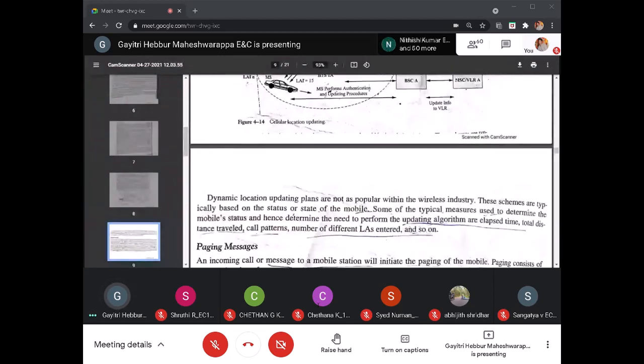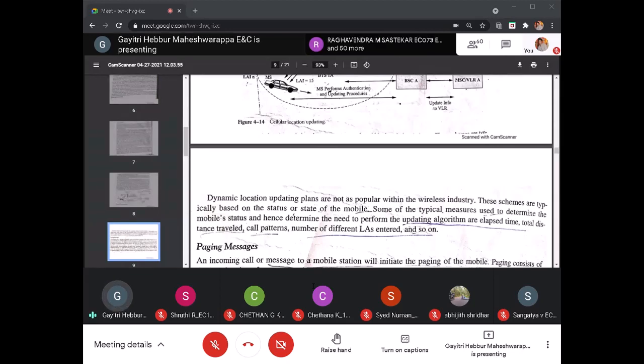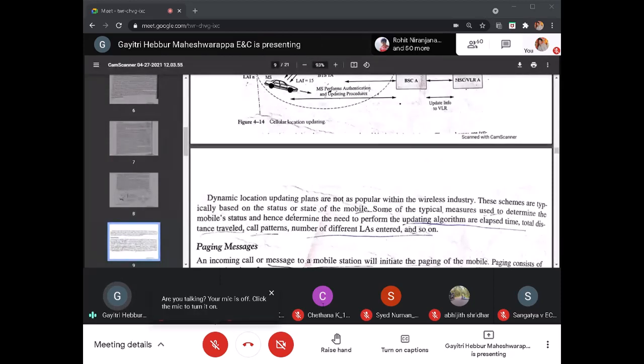So they are going to see other things, like they are going to measure or determine the mobile status, and also need to update some algorithm for elapsed time. So for such a long time, they are going to take the particular ID. Okay, and later on they will think it maybe belongs to A or B. Based on that, they are going to update the location, total distance traveled, all patterns. Okay, so where exactly it is moving or something like that.